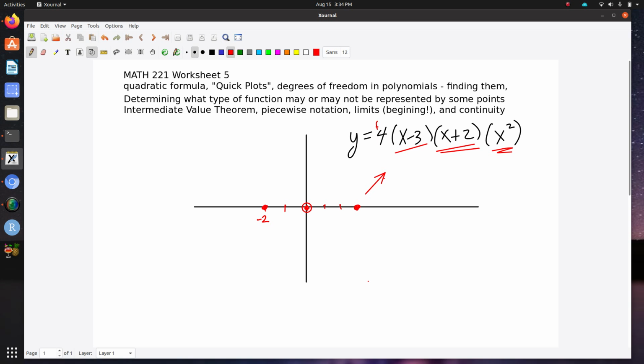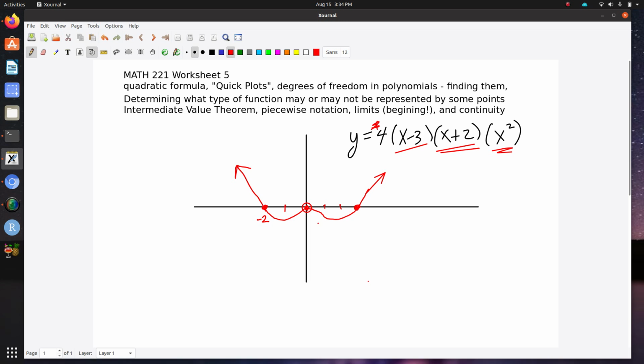I always start on the right. Don't start over here or over here, because you have to decide whether or not you've got an even or odd function, and what a pain. So just start either in quadrant 1 if you have a positive leading coefficient, or quadrant 2 if you have a negative. Okay, so just do that and then trace back and get this shape going. There you go. So that's how you do a quick plot.